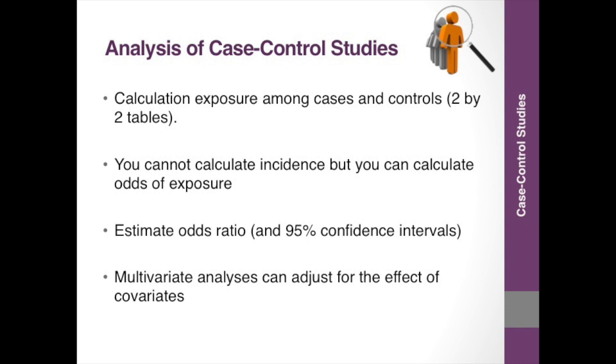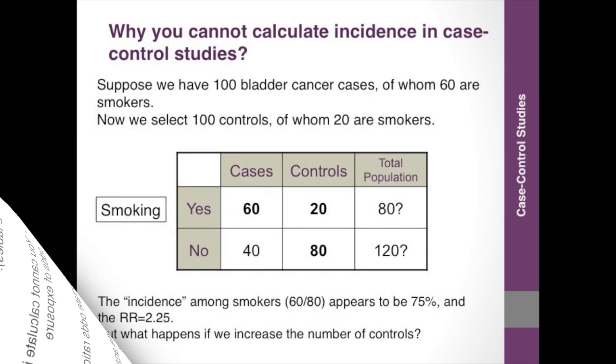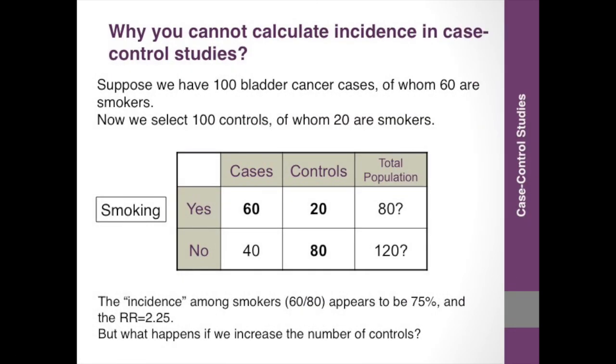When we analyze case control studies, we compare the prevalence of exposure among cases with that among controls. You cannot calculate incidence, but you can calculate odds of exposure and estimate odds ratios with 95% confidence intervals. Why can you not calculate incidence in case control studies?